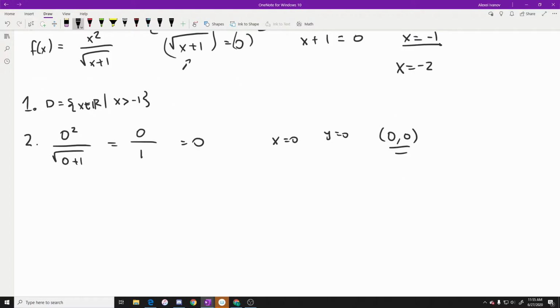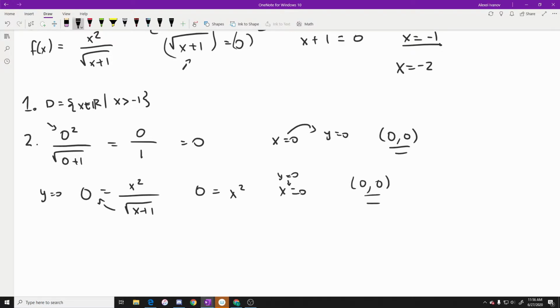Now, if we set y equal to 0, we get that 0 is equal to x squared over the square root of x plus 1. If we cross multiply, we get that 0 is equal to x squared, and again, x equals 0. So in both cases, when y was equal to 0 we got x equals 0, and when x was equal to 0 we got y equals 0. We end up with the same point, (0, 0). So there is our x and y intercept.